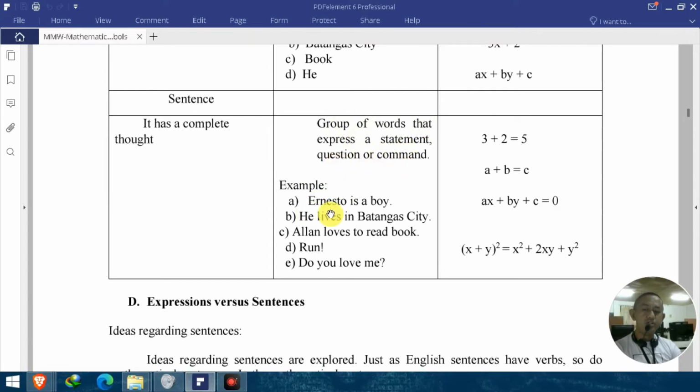Normally, you will know that this is a sentence when it has a period, exclamation point, or question mark, so it has an ending. So, Ernesto is a boy. That is a sentence. He lives in Baguio City. Alan loves to read a book. Run. That is an exclamation, so you're telling a command. And then, do you love me? That is a question.